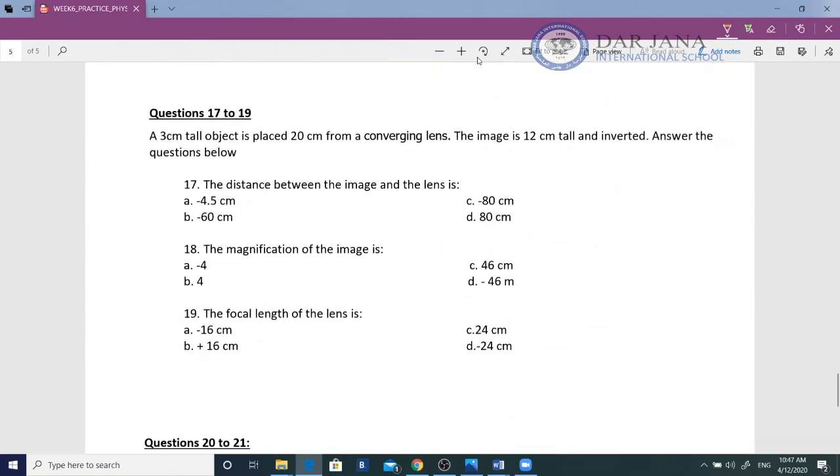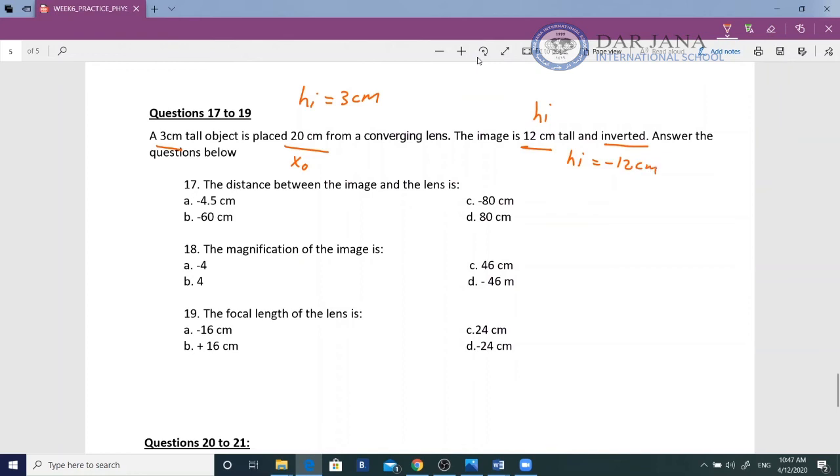Now we have a 3 centimeter tall object, so that's HO. HO is always positive. It's 3 centimeter. It's placed 20 centimeters, so that's XO. We are talking about the object. The image height is HI. It's inverted, so we write HI equal -12 since it's inverted.